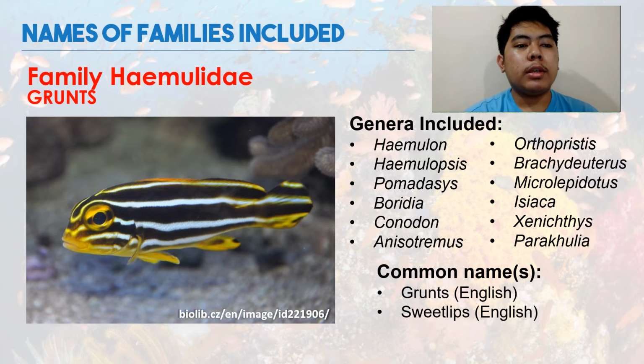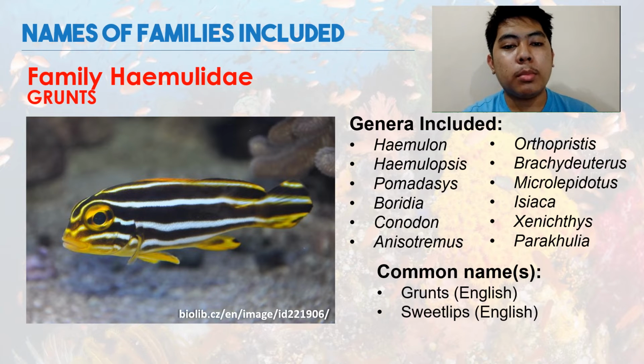The next family is family Haemulidae of the grunts or the sweetlips. The genera included in this family are Haemulon, Haemulopsis, Pomadasys, Boridia, Conodon, Anisotremus, Orthopristis, Brachydeuterus, Microlepidotus, Isacia, Xenistius, and Parakuhlia. The common names accepted for family Haemulidae are grunts in English and sweetlips.